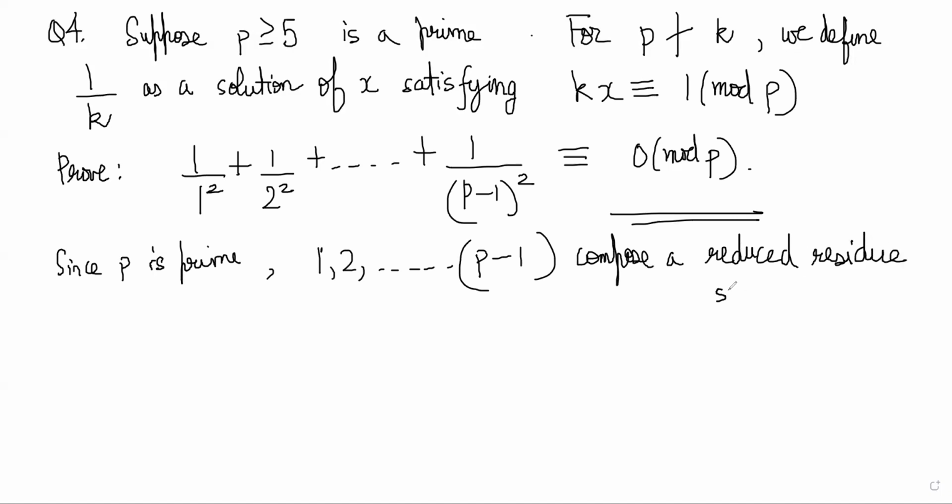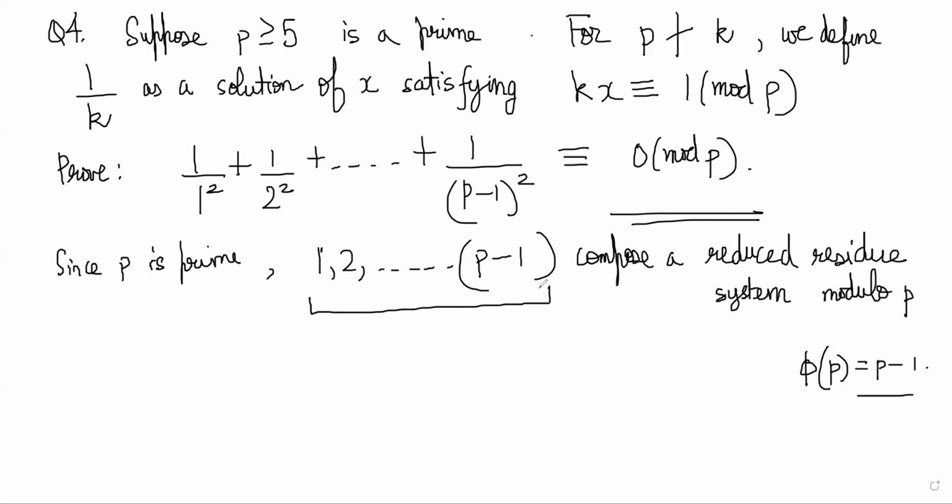Reduced residue system modulo p. Why? Because how many numbers are there which are co-prime to a prime? Phi of p is p minus 1. So these are the p minus 1 numbers that can constitute a reduced residue system modulo p.